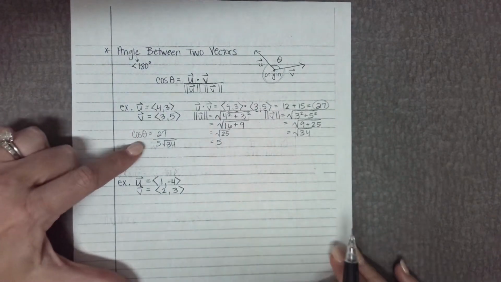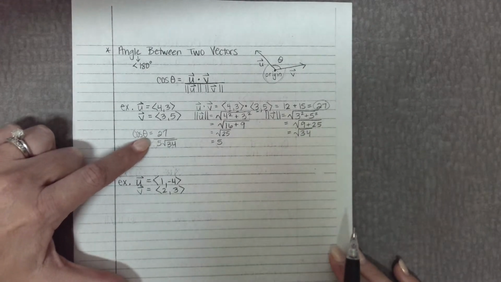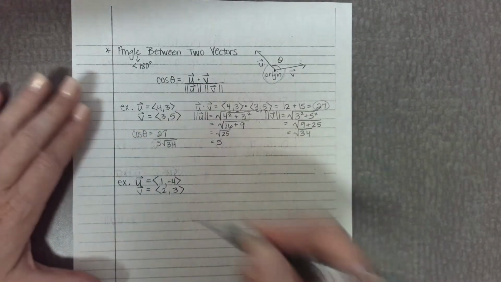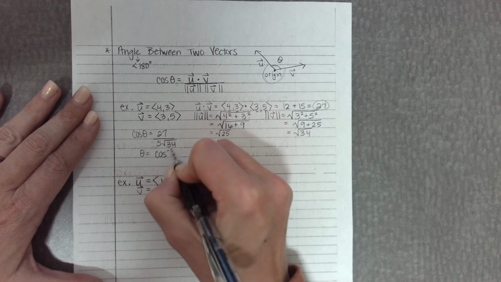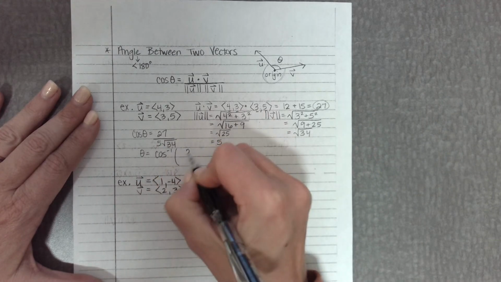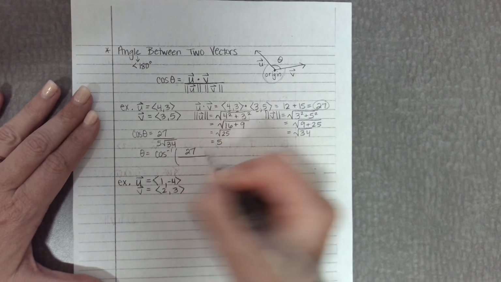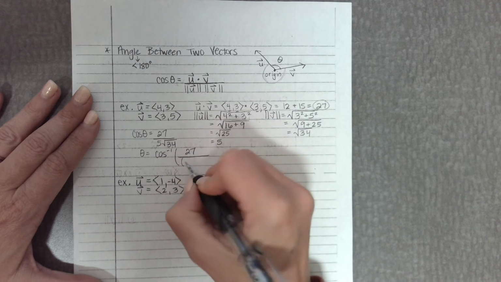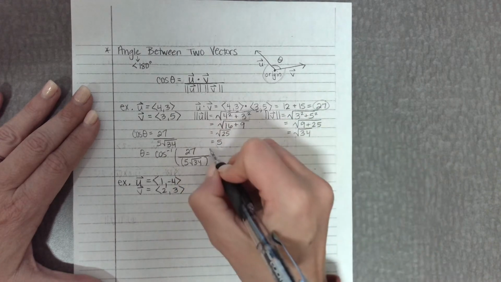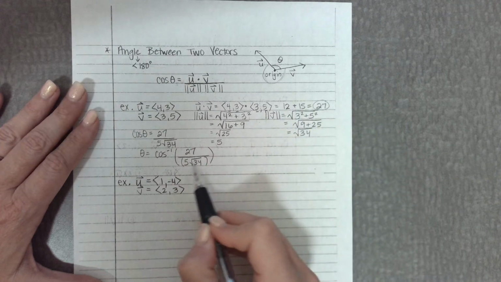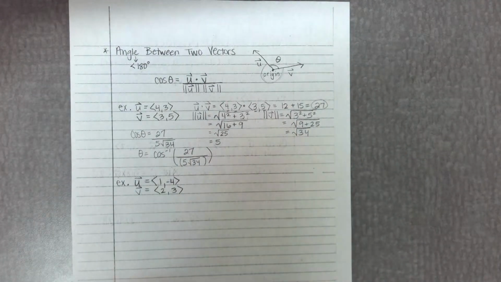All right, remember we're trying to find the angle. To find the angle, you have to do an inverse cosine. So to type this in the calculator, you're going to type cosine inverse of all of that, 27 divided by, and you might need an extra set of parentheses right here, 5 square root 34 to close that off and make sure that that square root's included in the denominator.